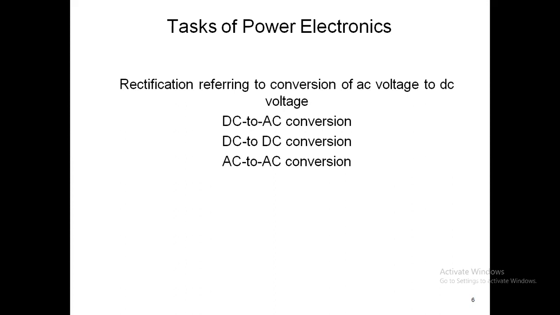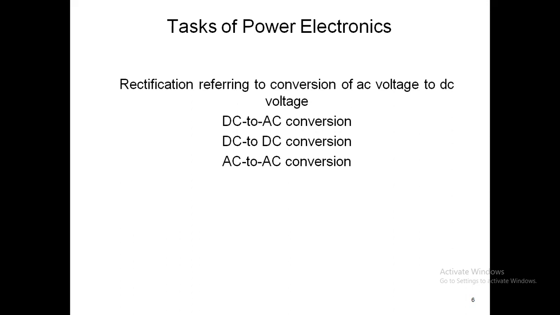One is the AC to DC conversion, second one is the DC to AC conversion, and third one is the AC to AC conversion. So if you have some kind of DC supply and you want some kind of AC supply, then you will be using this DC to AC conversion. It is known as the inversion process, because you have the DC and you want to convert it into AC, and the device is known as the inverter.